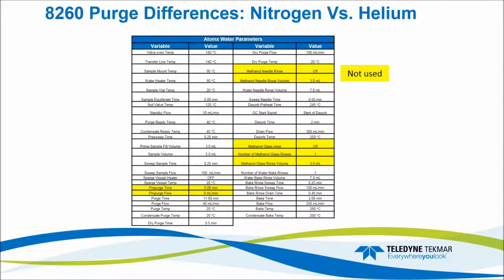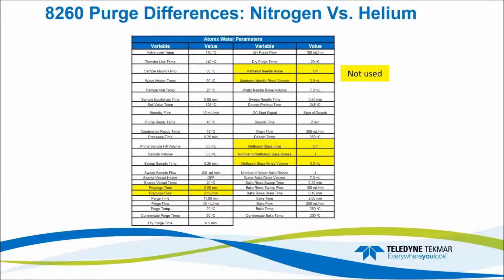Okay, so let's start by looking at the differences between nitrogen and helium. Just what do you see in your chromatogram? How does it look? What type of purge efficiency do you get? So looking at a water purge on the Atomx, here's the method that we used. Again, it's the same method in both cases.